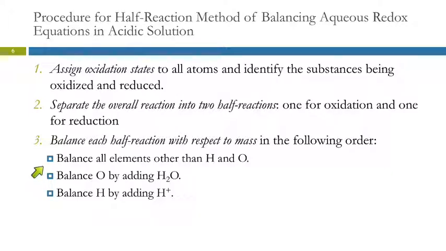So first of all, balance everything other than hydrogen and oxygen. Then you're going to balance the oxygens by adding water where it's needed. Then you're going to balance the hydrogens by adding H+. Because it's aqueous in acidic solution, there's plenty of water and acid available, so we can just stick those in there.